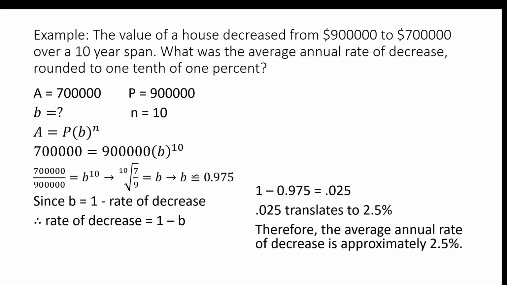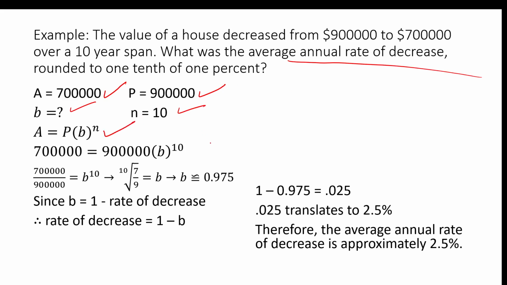Now, what if the value of a house decreased from $900,000 to $700,000 over a 10-year span? Well, that would mean the final amount was 700,000 while the initial amount was 900,000. We don't know what the base is, but we know that 10 years have gone by and we're being asked for the annual rate of decrease, which means per year.